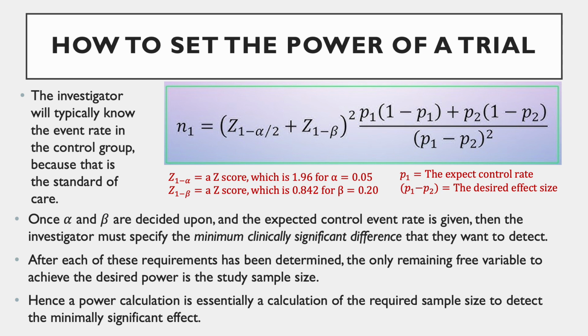And the way that investigators will usually go about this is they will just choose the alpha, and they will also choose the beta that they want. They will use previous data and experiments to put in the expected control event rate, and then they will decide on the detection limit of the study by choosing the minimally clinically significant effect difference. And once they've chosen all of these things, the equation here will tell them the sample size required to meet all of those goals.